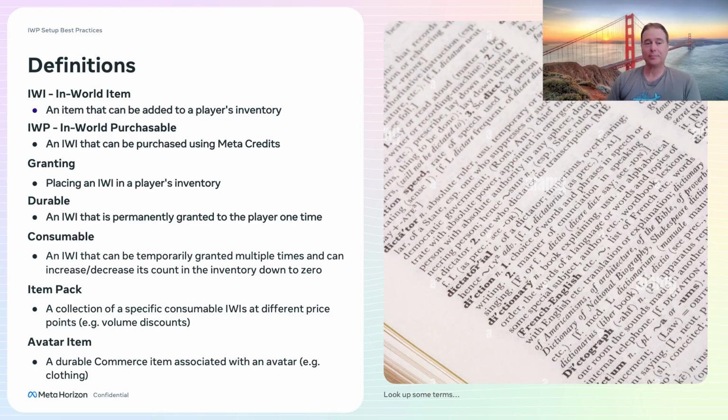Then an item pack is a collection of specific consumable items at different price points. So you could have a consumable item for a health potion that costs 25 credits, but then you could have an item pack of 5 consumable health potions, and they might be only 50 credits. So one is 25 credits, but 5 of them is 50 credits. It's great for volume discounts if you want to drive people to buy more consumable items.